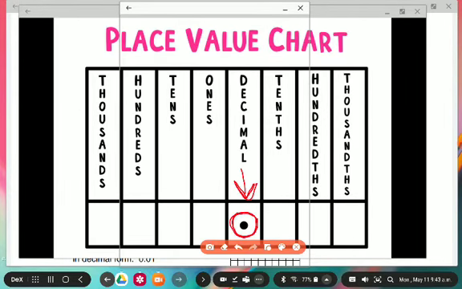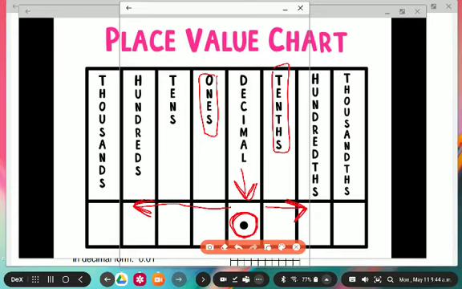So a decimal point in a number, what does that separate? A decimal point in a number actually separates the whole numbers on the left side of the decimal point from the partial numbers on the right side of the decimal point. So it separates the ones from the tenths. So that's what a decimal point separates in numbers.